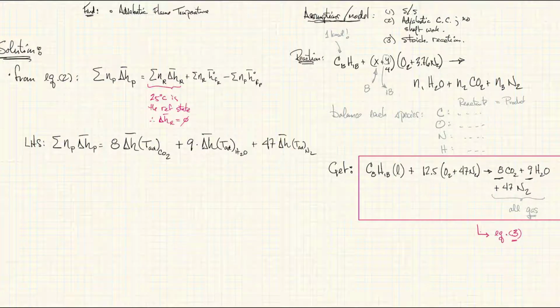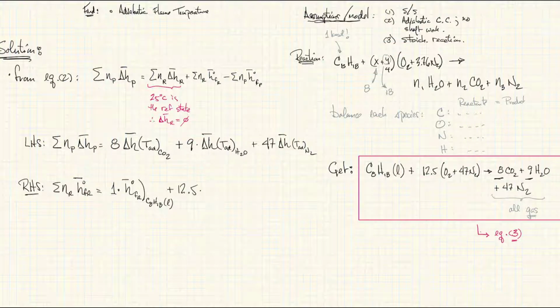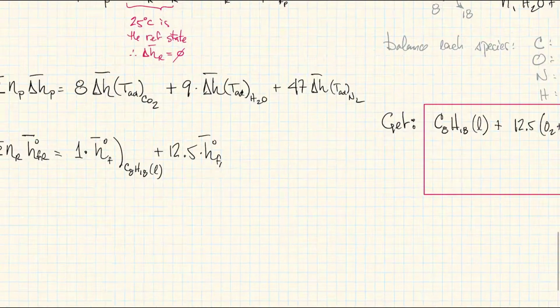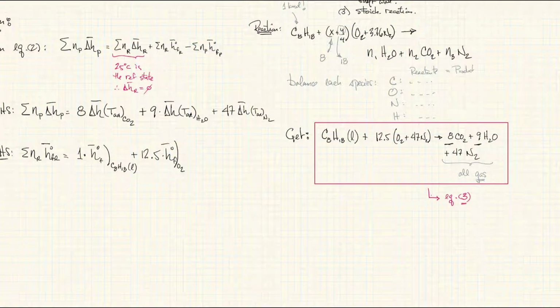Now, let's look at the left-hand side first. For the products, we're going to have 8 times the change in enthalpy for the CO2, plus 9 times the change in enthalpy for the water, plus 47 times the change in enthalpy for the nitrogen, because those are the stoichiometric coefficients we've got in equation 3. On the right-hand side, all that's left is the sum of the enthalpy of formation of the reactants and the sum of the enthalpy of formation of the products. So let's look at each one of those.